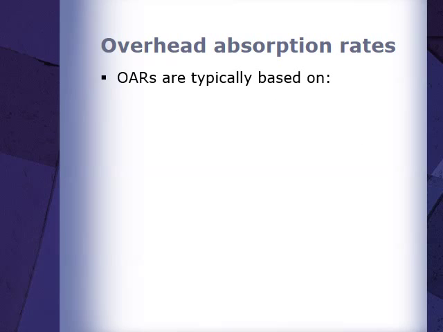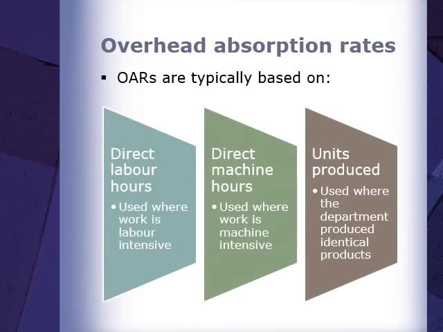Now, there are a number of different ways that we can calculate our overhead absorption rates. Typically, we calculate them on one of these three methods: direct labour hours, direct machine hours, or units produced. And we'll typically use direct labour hours where the work is labour intensive. We'll use machine hours where the work is machine intensive, and we'll use units produced typically where the department is just producing lots of identical products rather than a range of products.